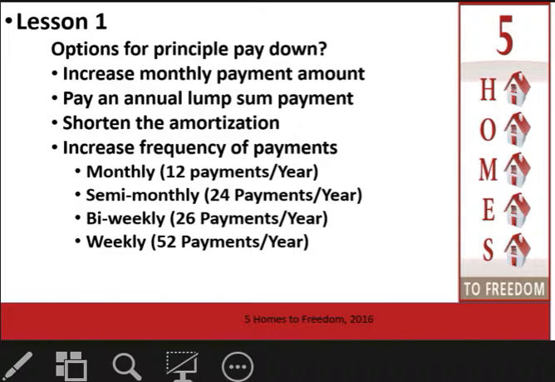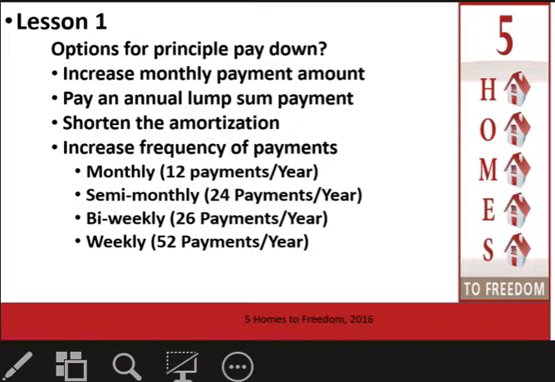So the norm out in the industry is to have monthly payments. So once a month you make your mortgage payment. That means you make 12 payments over the course of the year. You can also do semi-monthly payments, which is 24 payments a year. A lot of people get paid semi-monthly, and what they do is they'll just break their monthly payment in two, and make 2 payments.